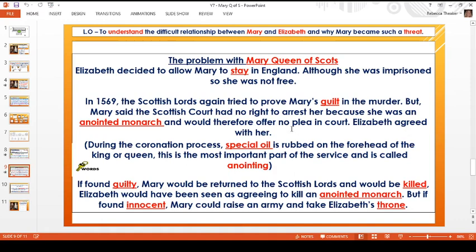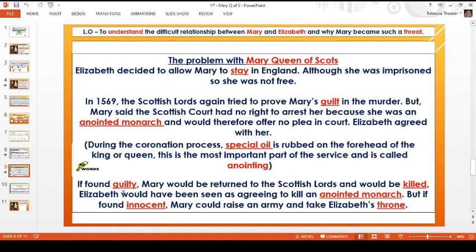In addition, Elizabeth agreed with her, which you might think sounds a bit silly because Mary clearly played a part in the murder of her husband. So why would Elizabeth not want Mary to go to court? Well, the thing is, if Elizabeth said that it was okay for Mary to go to court, technically she's also saying that it's all right if anyone ever wanted to take her to court because Elizabeth is also an anointed monarch. So Elizabeth's stuck between a rock and a hard place here. She doesn't really know what the right thing to do is, but either way she says that Mary can't go to court. So she lets Mary stay in England.